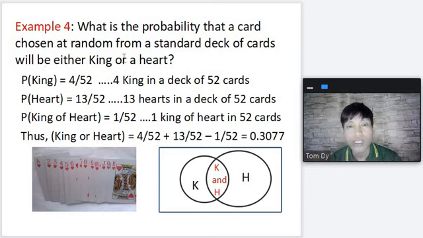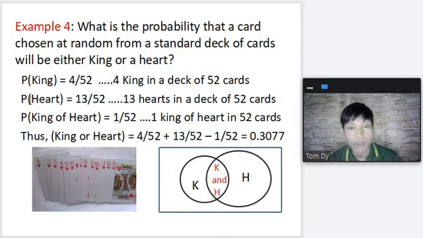So take note, in a deck there are 52 cards. Out of the 52 cards, there are 4 suits, that includes heart, diamond, spade, and club. So going back to our example, what is the probability that a card chosen at random from a standard deck of cards will be either a king or a heart? When we solve its probability, the probability of king is equivalent to 4 over 52, because there are 4 kings in a deck of 52 cards.